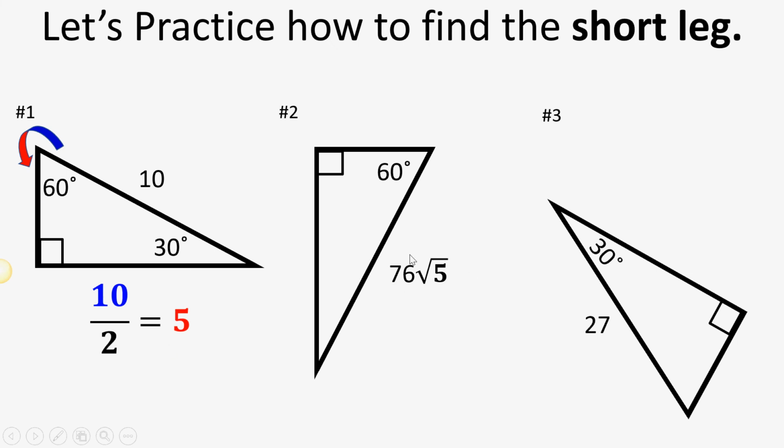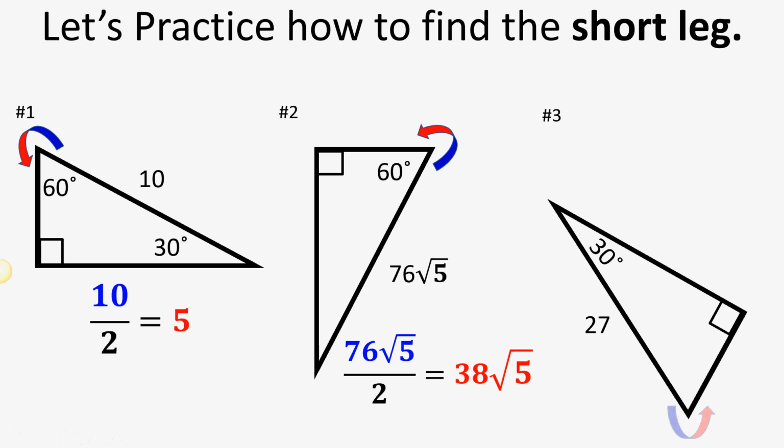Here, I don't have a whole number. This is actually going to be a decimal, but in front of that radical, I've got an even number. That's easy. Cut it in half. You get 38 radical 5. But over here, when I have an odd number, I'm either going to leave it as a fraction or I'm going to have a decimal. So 27 divided by 2 is 27 over 2, or 13.5.